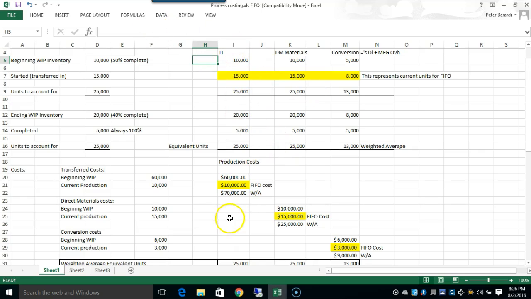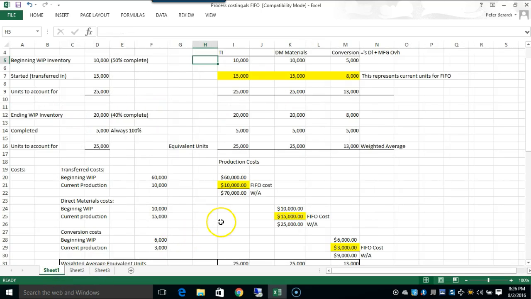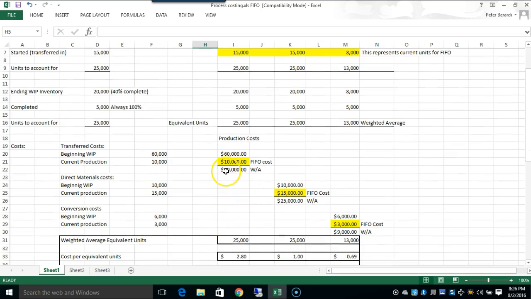So let's go down each column and do the next step, which is to compute cost per equivalent unit. The cost per equivalent unit is simply taking the total cost and dividing by the equivalent units. So in this case, we're going to do weighted average first. So, weighted average equivalent units, I basically took my totals here and brought them down here.